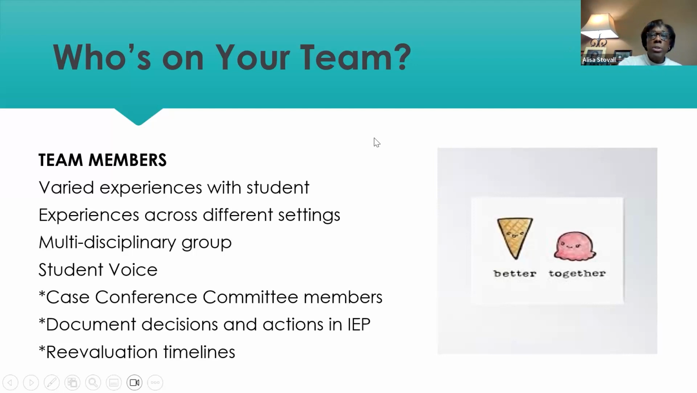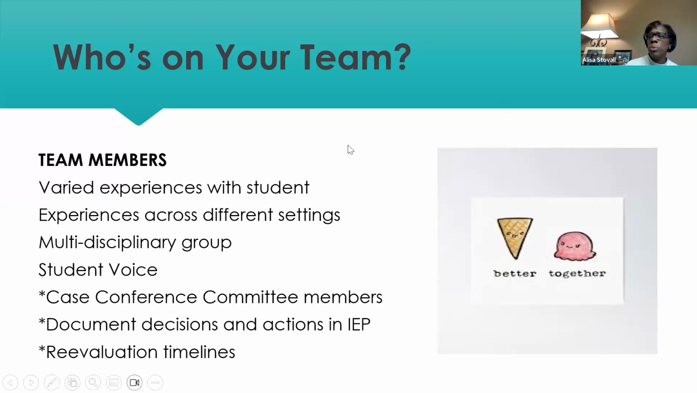If it's, of course, a student with an IEP, there'll be other members of a case conference committee that are part of this process, because the case conference committee makes the decisions about that student. And then there may be times that there's someone from the community or other people that might be appropriate to include.